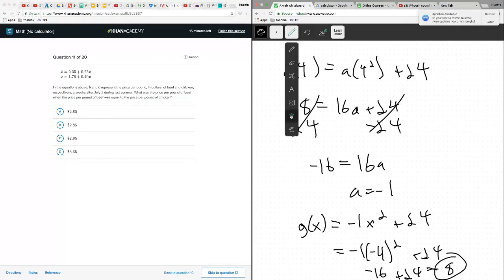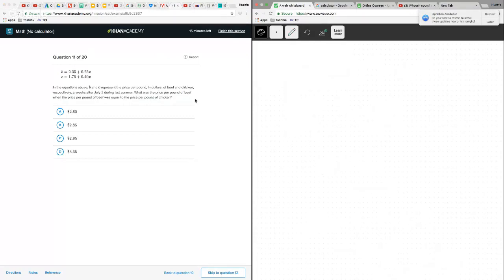Let's clear the board here. In the equations above, B and C represent the price per pound in dollars of beef and chicken, respectively, x weeks after July 1st during last summer. What was the price per pound of beef when the price was equal to the price per pound of chicken? That means I'm setting them equal to each other.